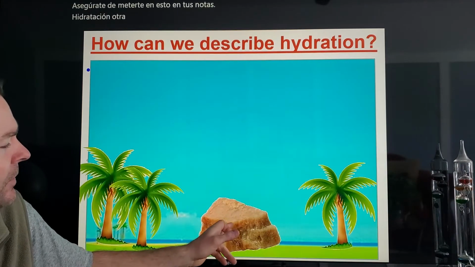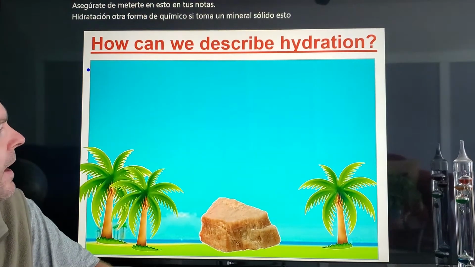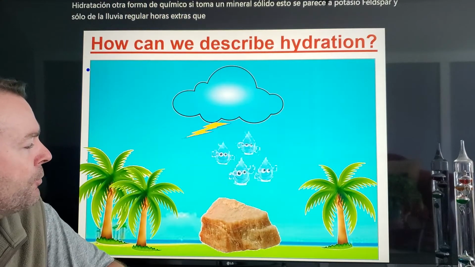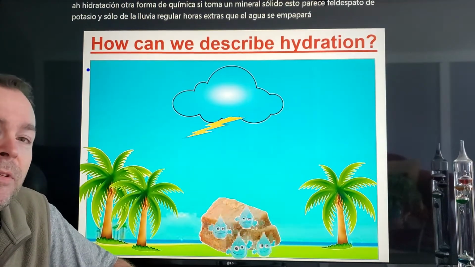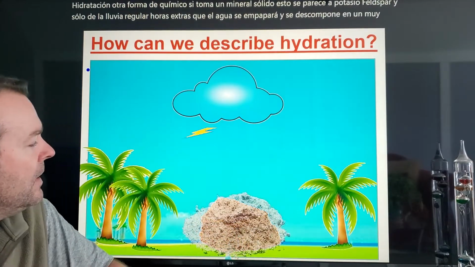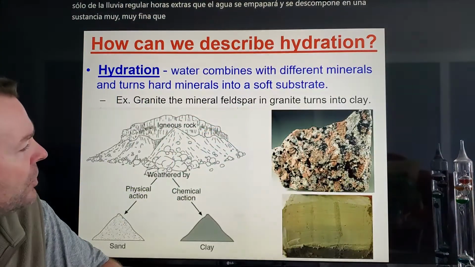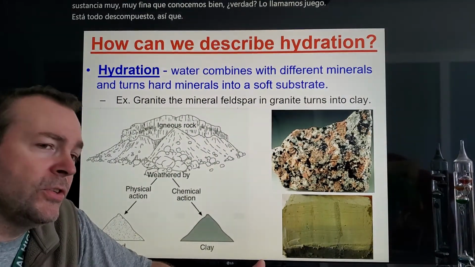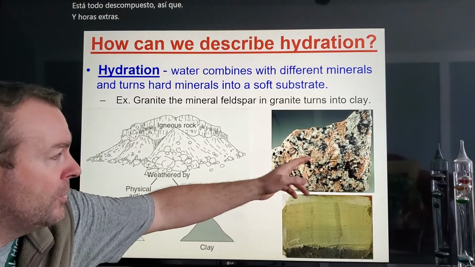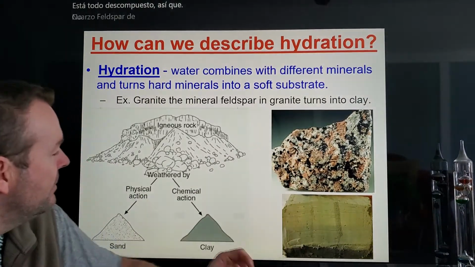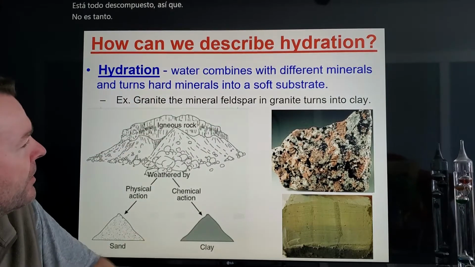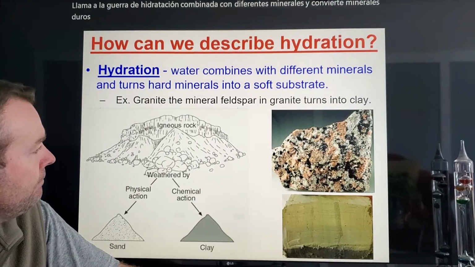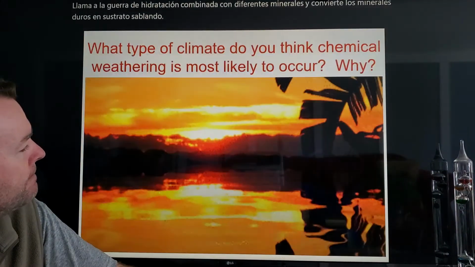You take a solid mineral. This looks like a potassium feldspar. And just from regular rain over time, that water will soak in and break it down into a very, very fine substance that we know well, right? We call it clay. And there it is, all broken down. So potassium feldspar is in granite. It's the pink stuff. And over time, it will succumb to chemical weathering, the potassium feldspar. The quartz, not so much, but the potassium feldspar will. It's called hydration. Water combines with different minerals and turns hard minerals into a soft substrate. All right? And there's your clay.